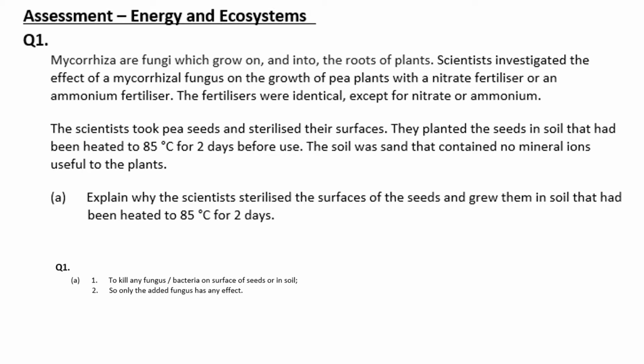In this case, they're killing any fungi, any bacteria on the surface of the seeds or in the soil. So they're sterilizing the seeds to kill any fungi or bacteria growing on the surface of the seeds, and also heating the soil so that there's no bacteria or fungi in the soil, so that you can only see the effect of adding the fungi, not other fungi or bacteria that might be present in the soil. So it's only going to show you the effect of the added fungi, the treatment in this case, with the ammonium fertilizer or the nitrate fertilizer, and it's the effect of those fungi with those particular fertilizers.